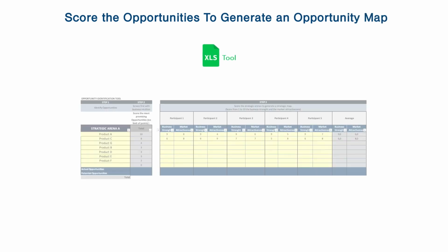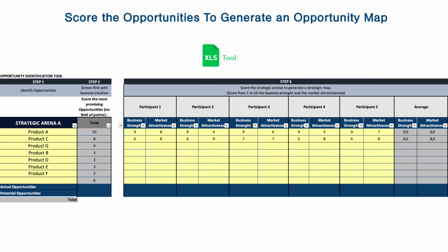To generate the mapping, an Excel tool is available. There is one tab per strategic arena or program. This is where you score the business strength and market attractiveness of each opportunity.